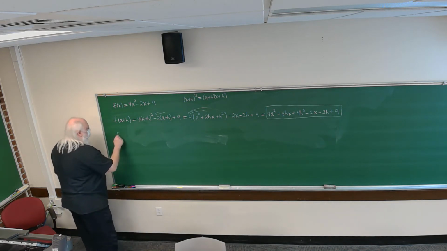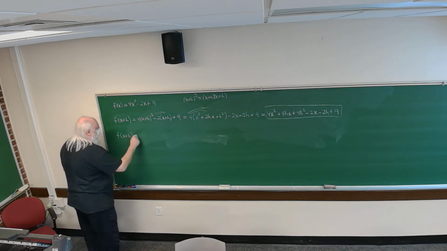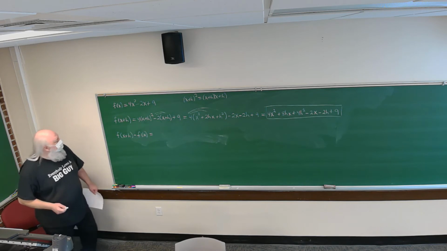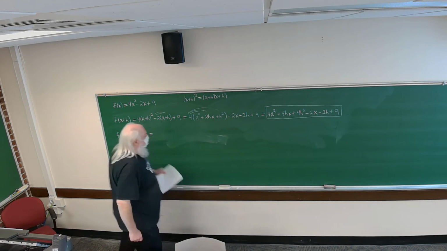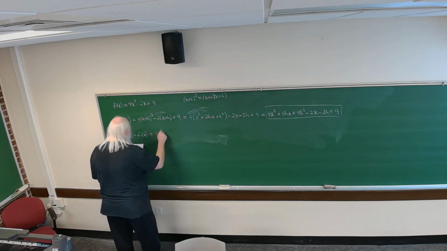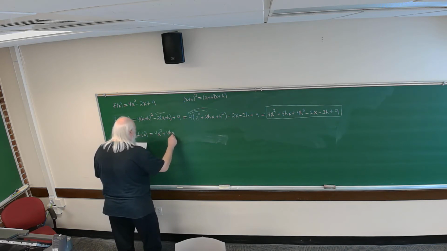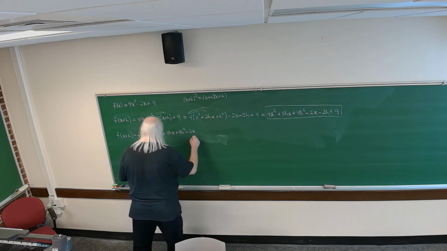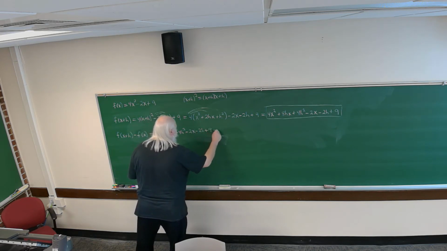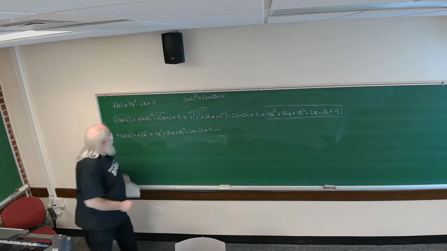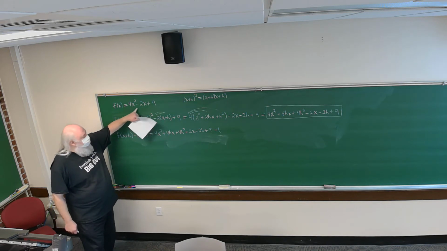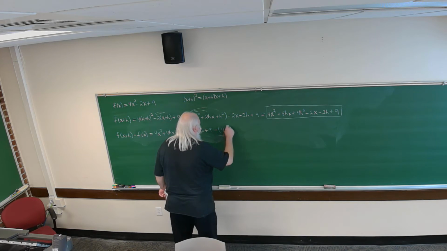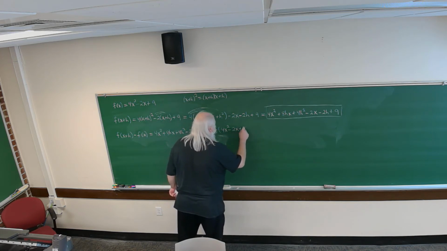So now in B, we got to evaluate f of x plus h minus f of x. So f of x plus h is all this in the rectangle: 4x squared plus 8hx plus 4h squared minus 2x minus 2h plus 9, minus now f of x. And since f of x has more than one term in it, put it in parentheses or you won't distribute the minus sign correctly. We have 4x squared minus 2x plus 9. Okay.